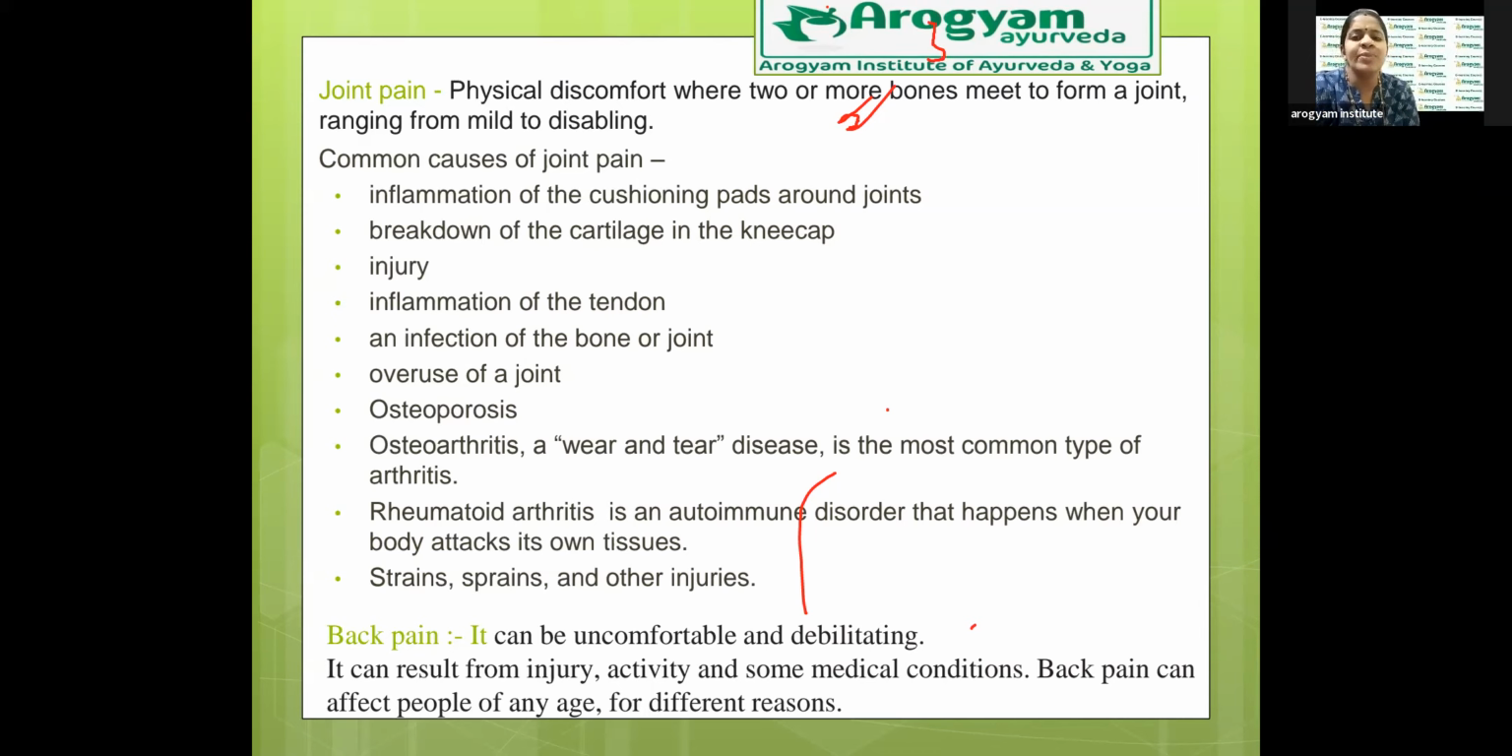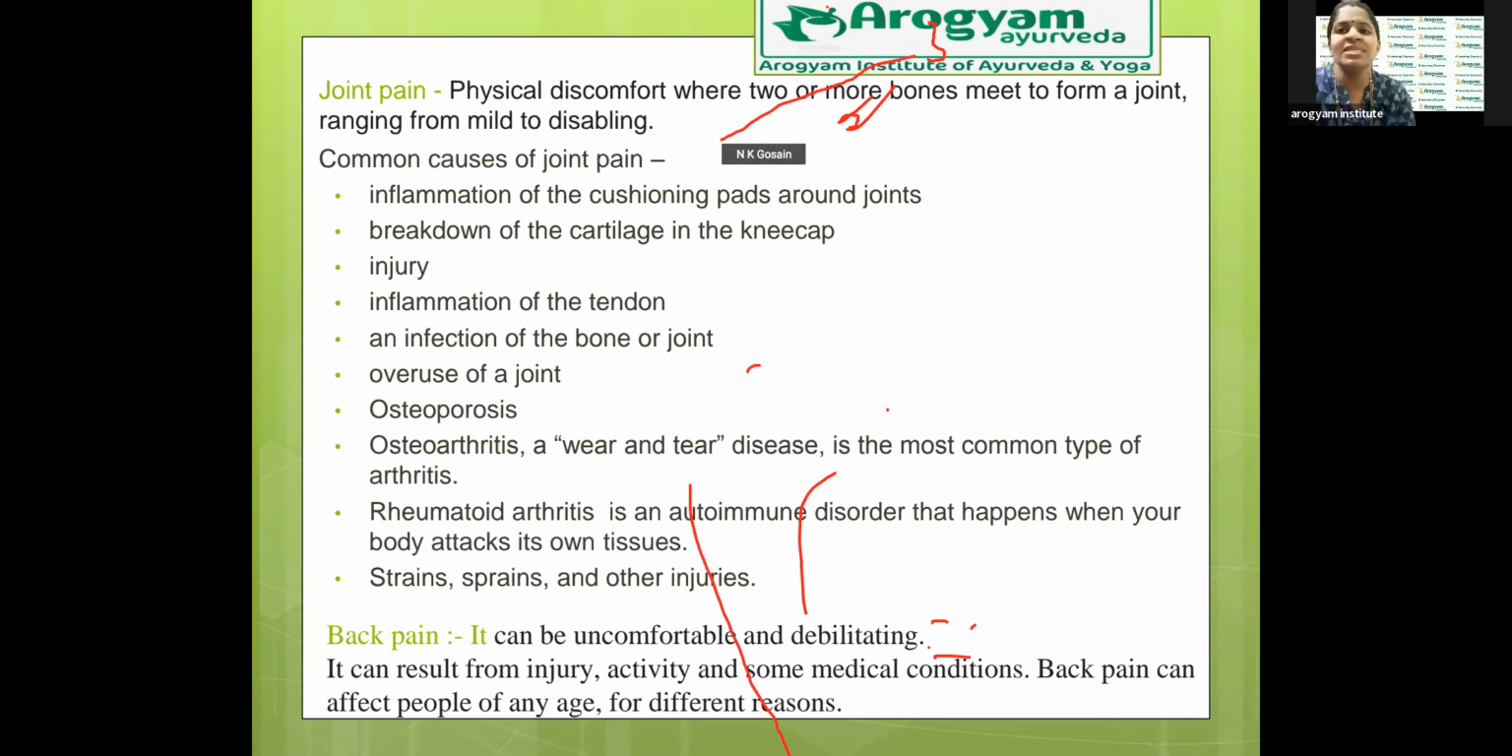So all these may be different causes for joint pain. Then back pain. So first let us take up back pain. So back pain एक ऐसा problem है which is very common. All of us would have suffered with this back pain at one point of time or the other in our life. So what is back pain? It can be uncomfortable and debilitating. That means people may feel too much tired and too much discomfort while using the joint, back joint, while bending.